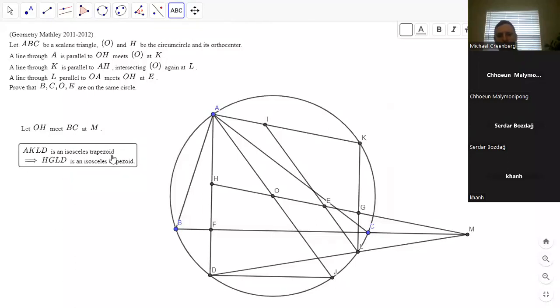Because it's parallel. And so HF equals FB implies that M, L, and B are collinear.